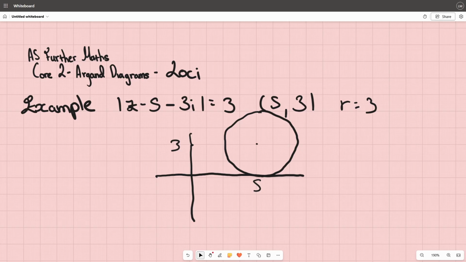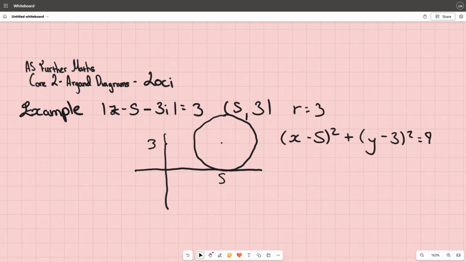So then we want to find the Cartesian equation of this locus, so we have to do the equation of squares. So we have (x minus 5) squared plus (y minus 3) squared is equal to 9.